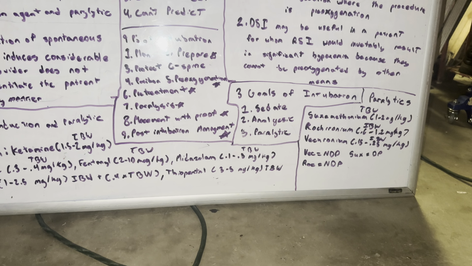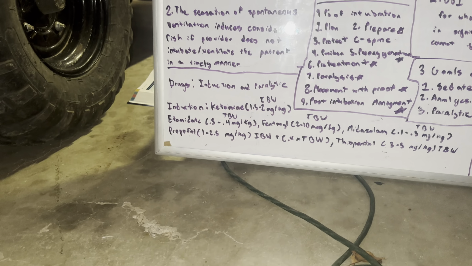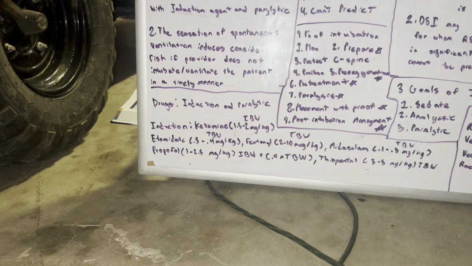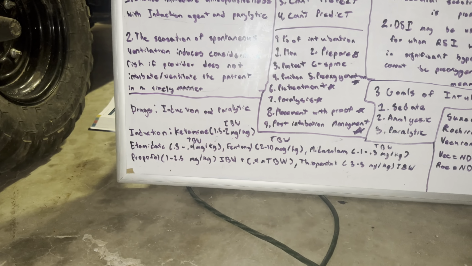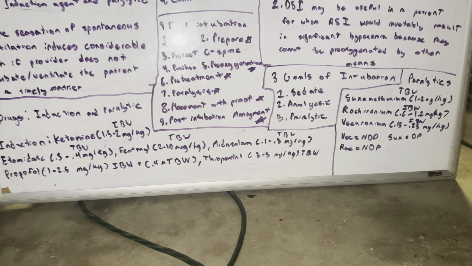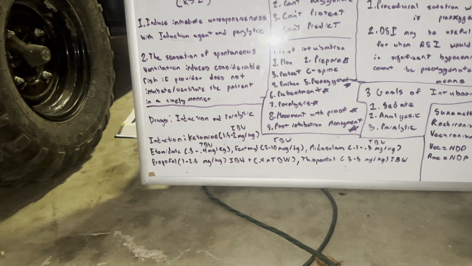Midazolam, which is 0.1 to 0.3 milligrams per kilogram total body weight. Propofol is 1 to 2.5 milligrams per kilogram ideal body weight plus 0.4 times total body weight. And then thiopental is 3 to 5 milligrams per kilogram total body weight. And those are induction agents.